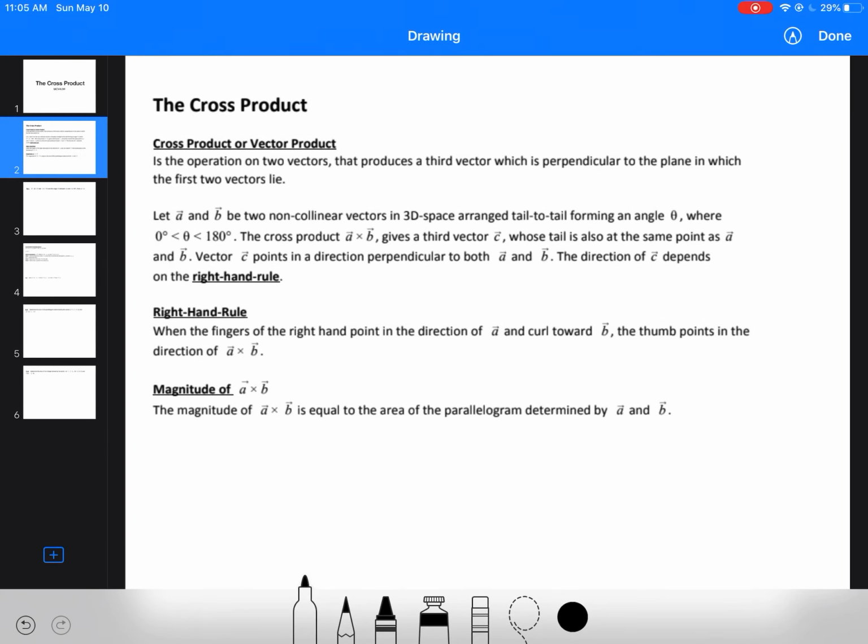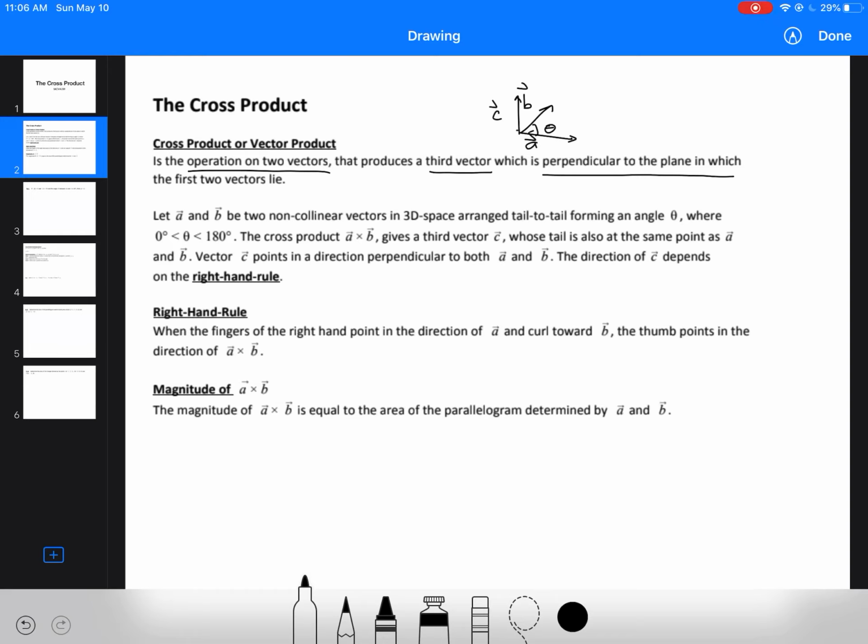This video looks at the cross product, which is another operation that we can do between two vectors that produces a third vector which is perpendicular to the plane in which the first two vectors lie. So if you have A and B, which are in the same plane, and there's some angle between them, performing the cross product produces a third vector, which is perpendicular to that plane.